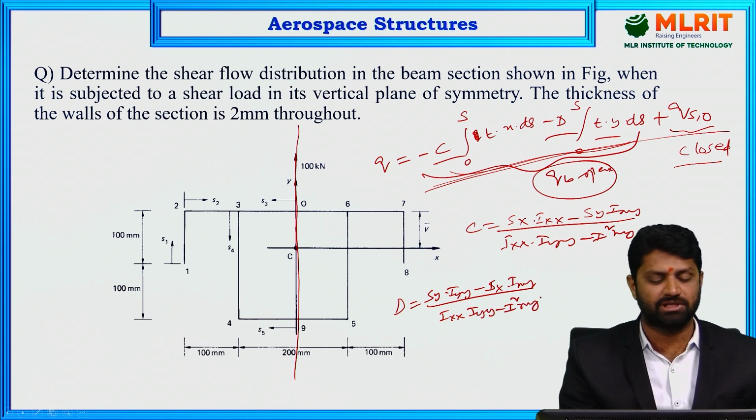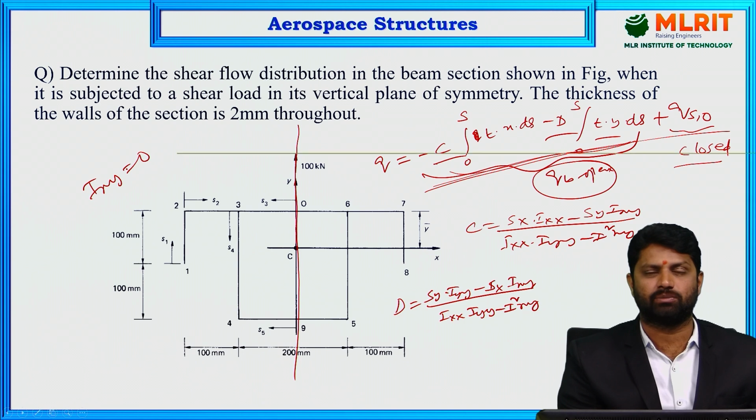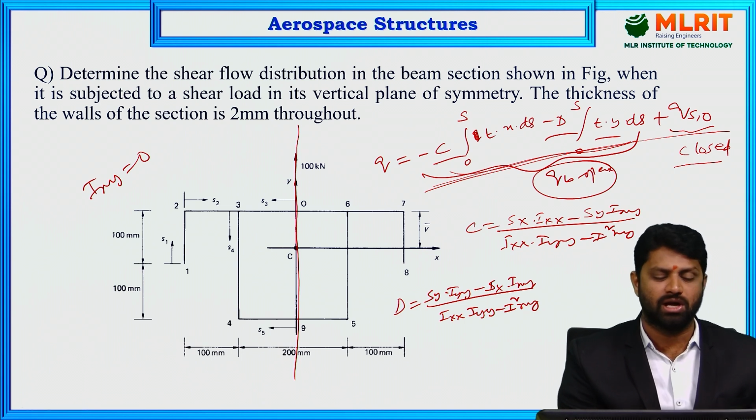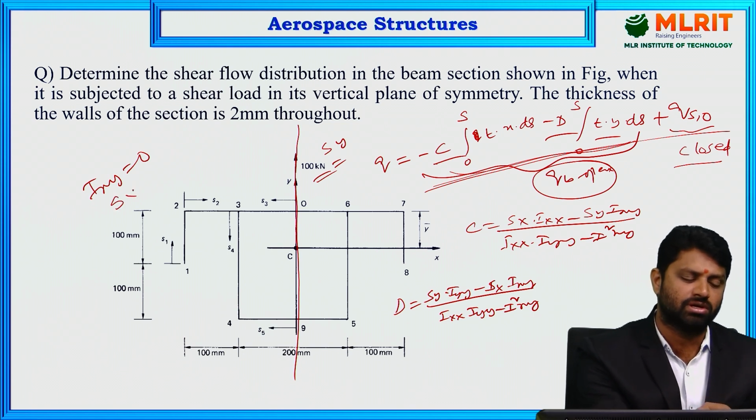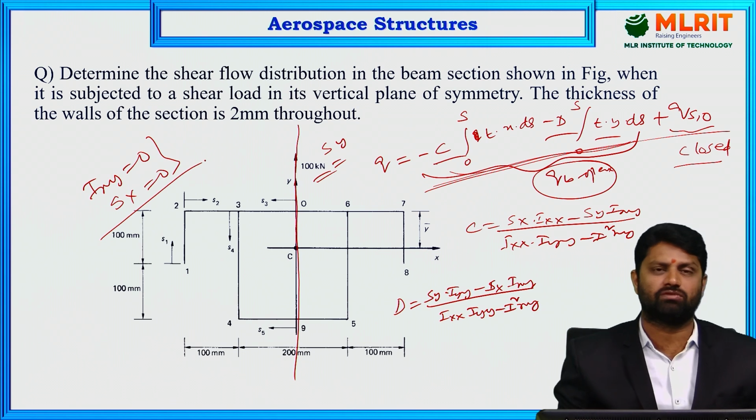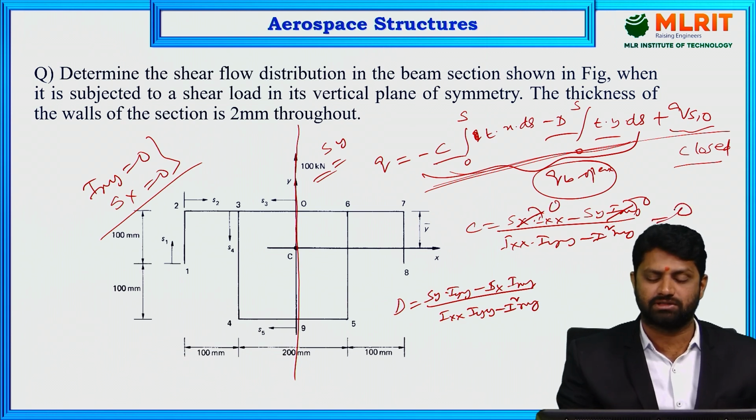Now clearly from this diagram, since the given section is symmetrical about the vertical axis of symmetry, we can take Ixy, the product of inertia, as 0, and also only the vertical shear load of 100 kilonewton is given, and no horizontal shear load, so you can assume Sx also 0. So by considering Sx equal to 0 and Ixy equal to 0, our formula reduces, because in constant C, Ixy is 0 and Sx is 0. So finally this constant C goes to 0.